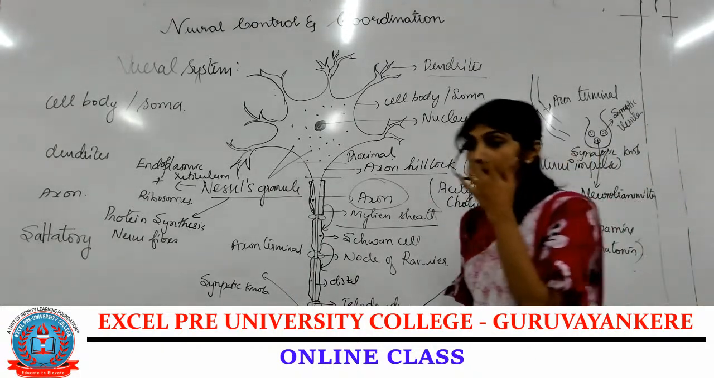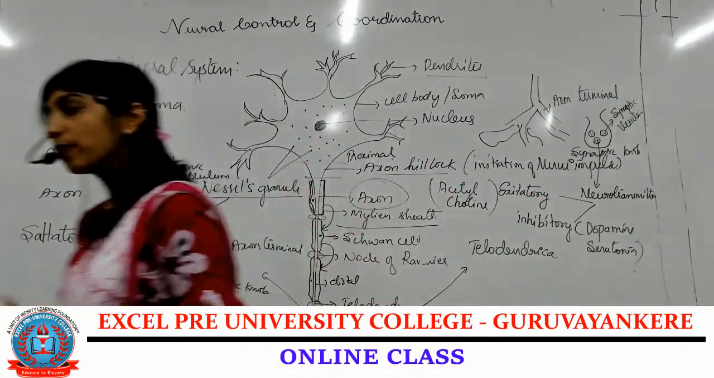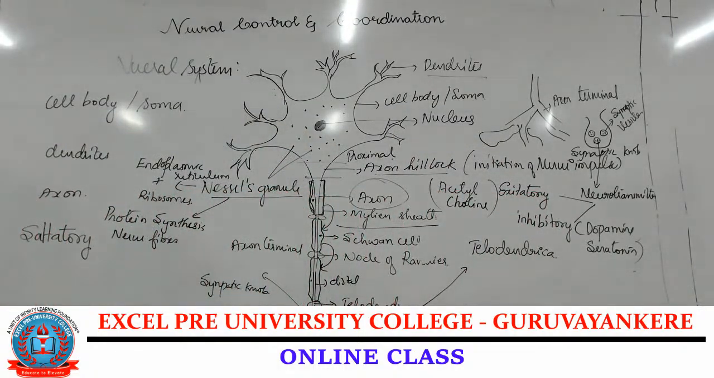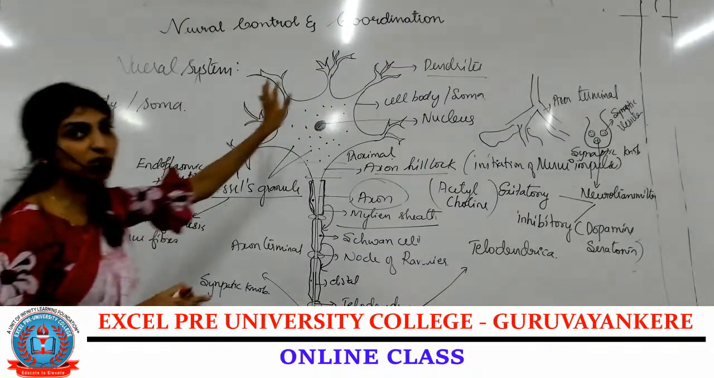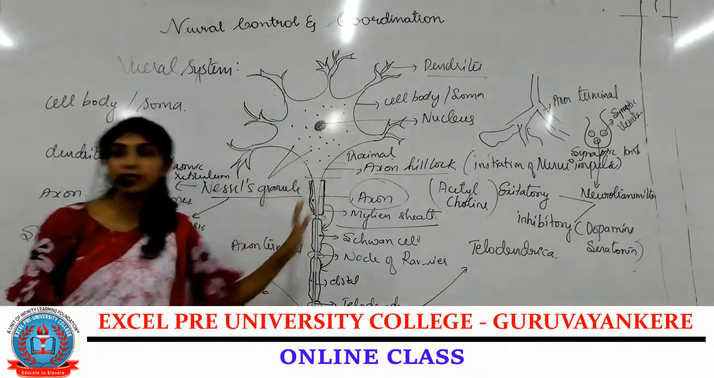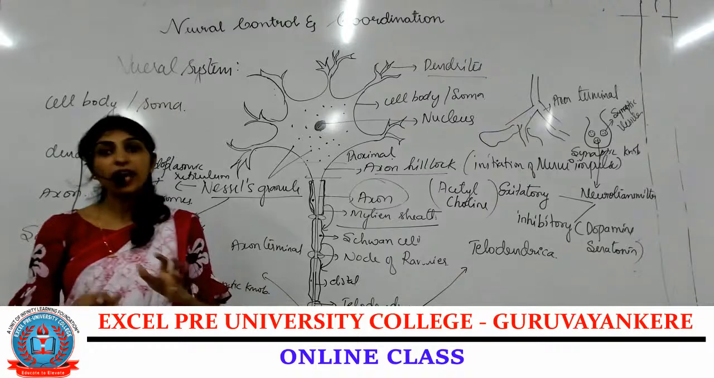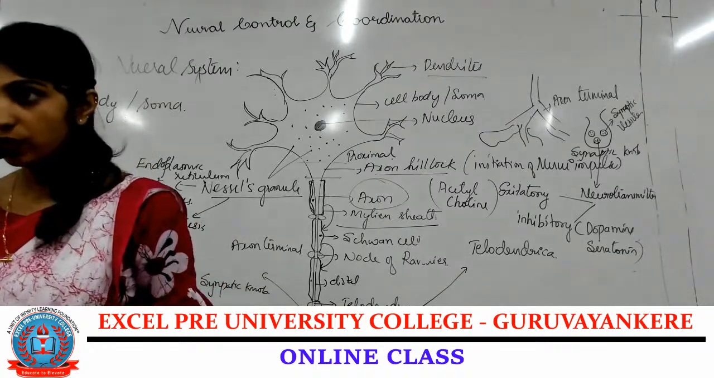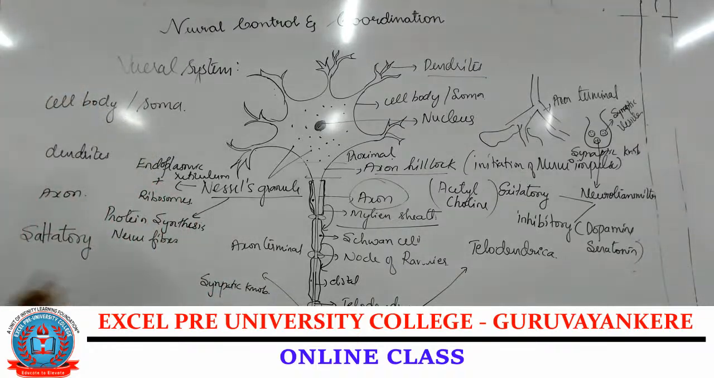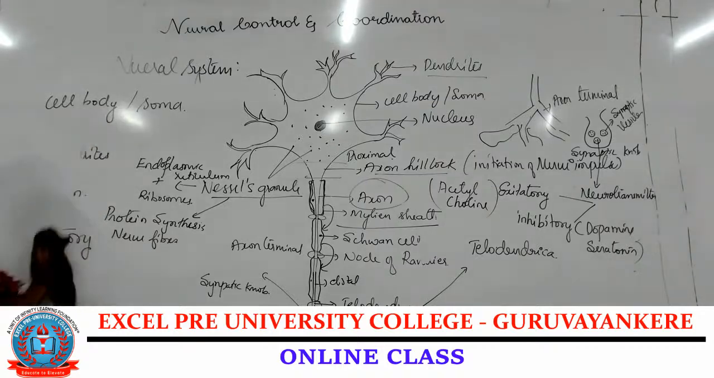Okay. Now, coming to the next one, that is based on the number of dendrites and axons present. We have specially 5 types of neurons. First one is multipolar neurons.